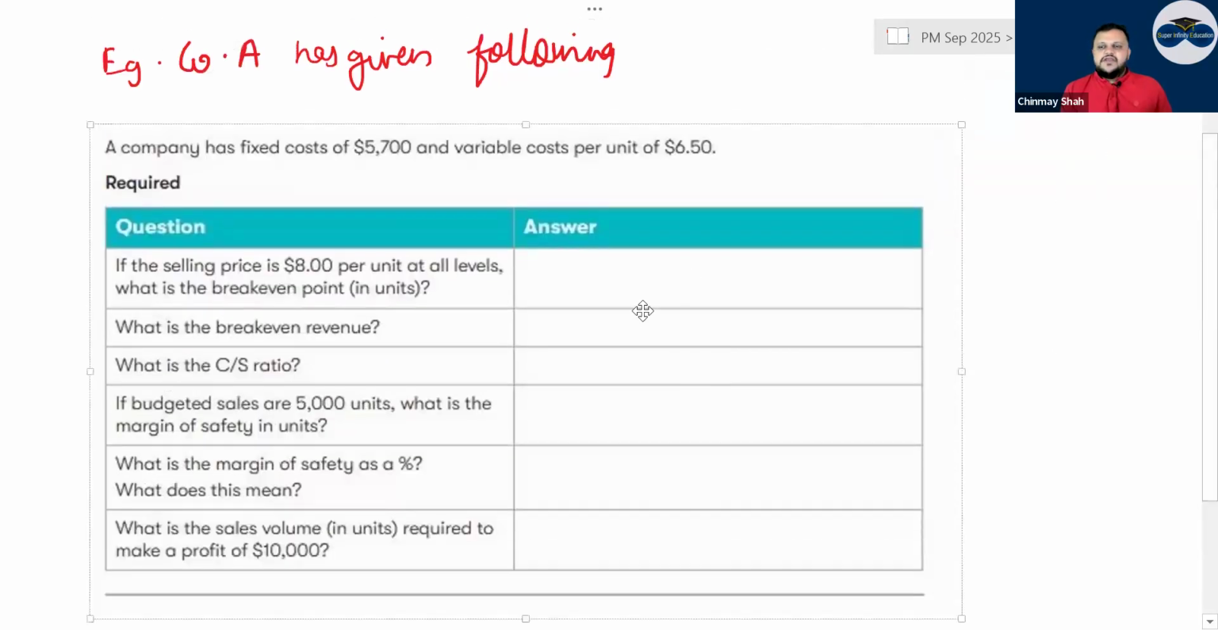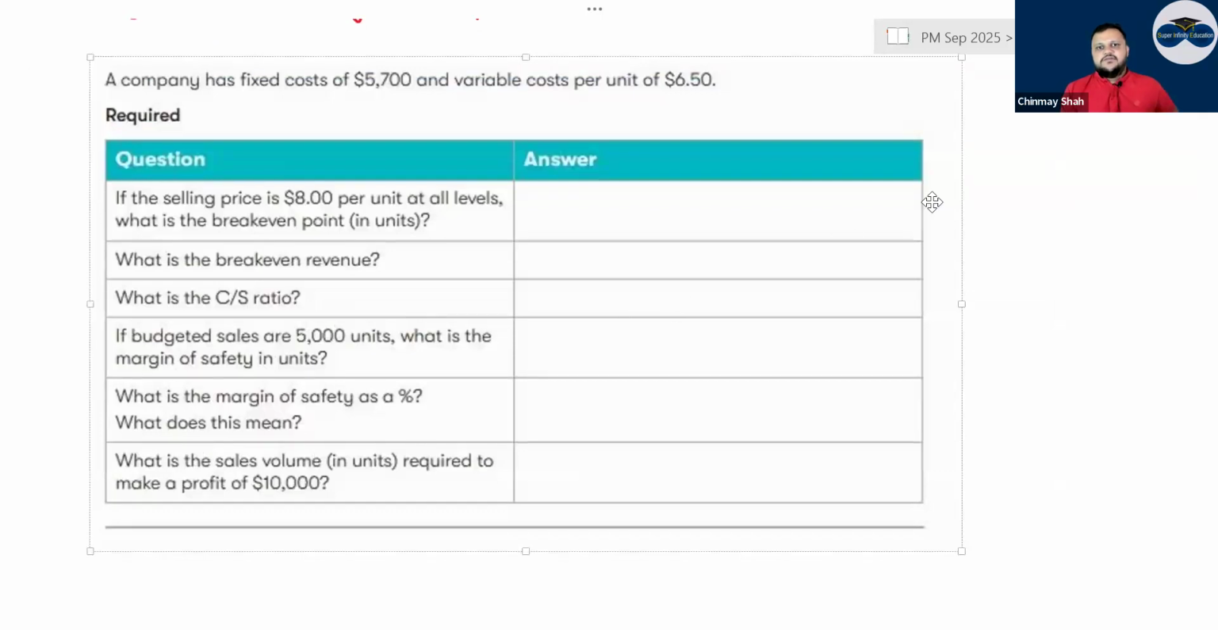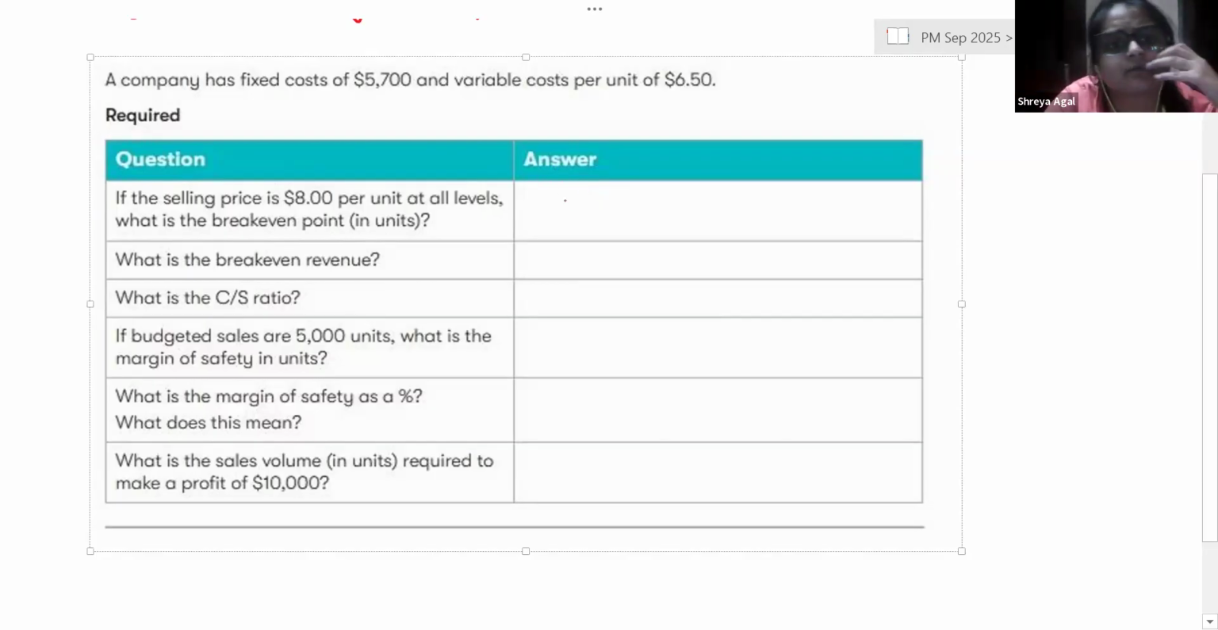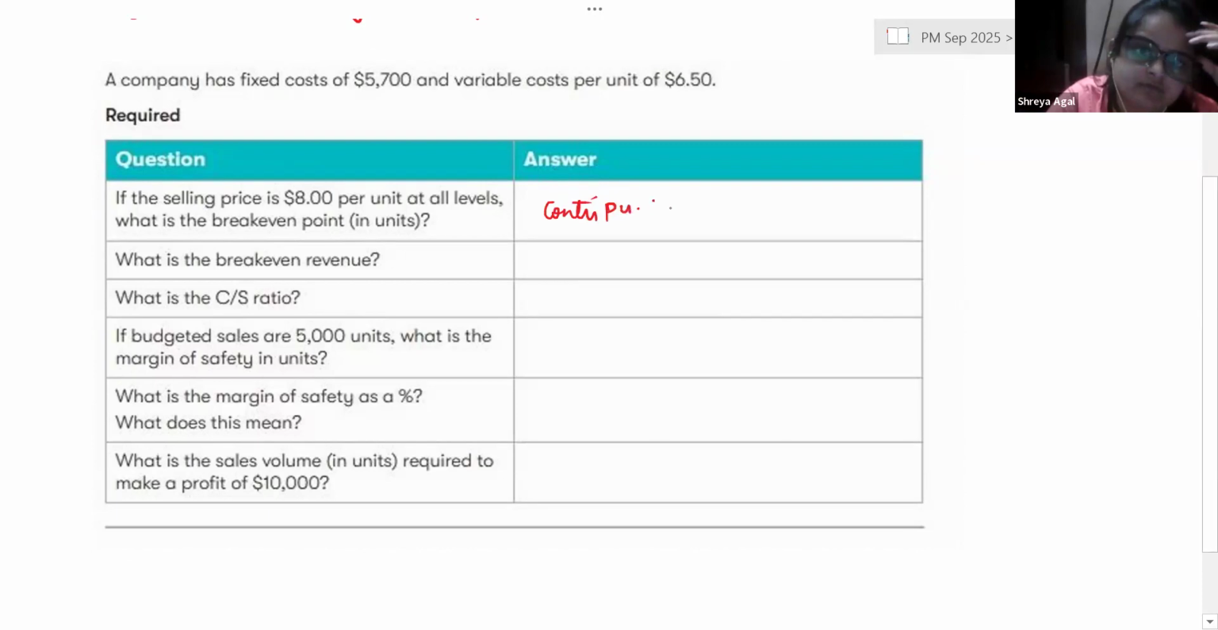Company has fixed cost of 5,700, variable cost of 6.5. If the selling price is $8 per unit at all levels, what is the break-even point in units? If $8 is the selling price, how much is the contribution? 3800 break-even point units. So what will be the contribution per unit? 1.5.